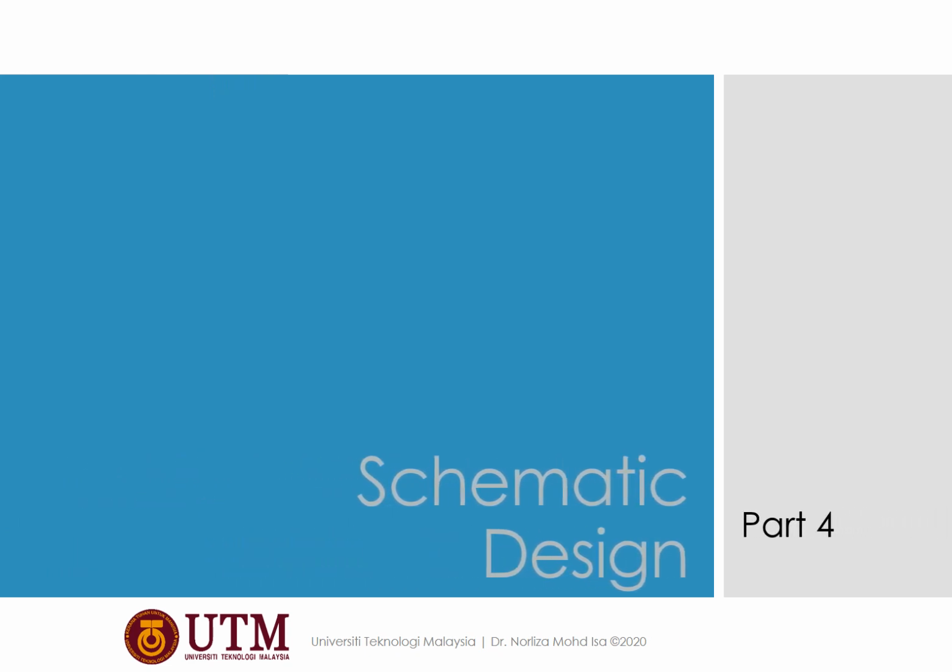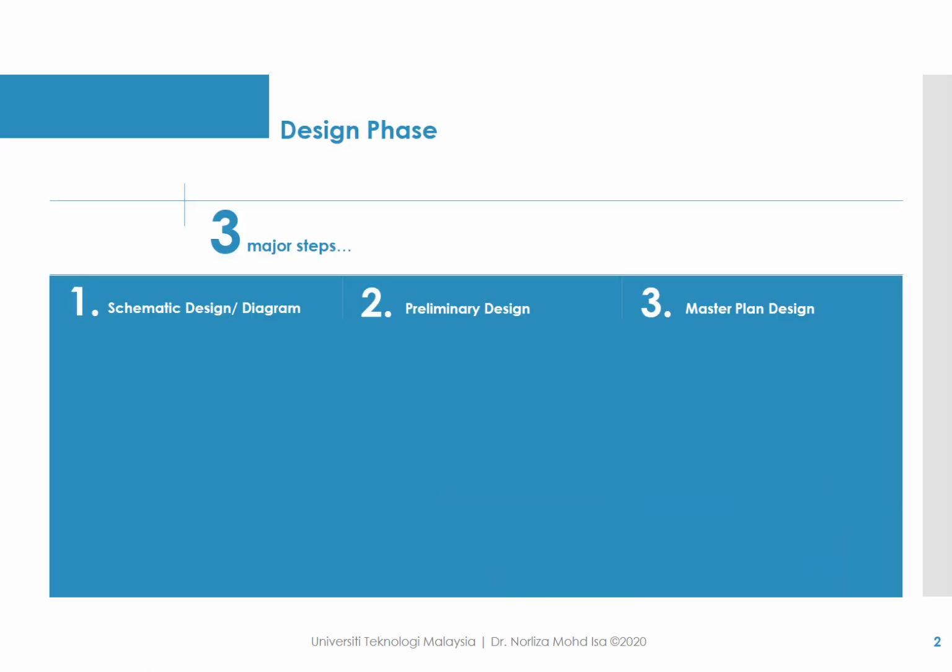Part 4, the schematic design. There are 3 major steps in design phase. The first one is a schematic design or diagram. Number 2, the preliminary design. And step number 3, the master plan design.